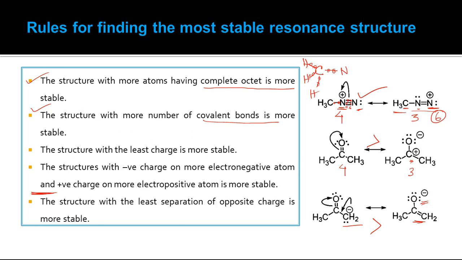Fine. And the structure with the least separation of opposite charge is more stable. I have not given an example here, but suppose in one structure there is a positive charge and a negative charge, and also in the other structure a positive charge and a negative charge.